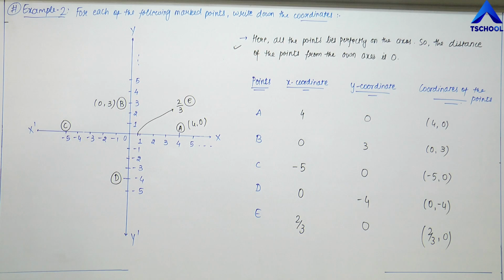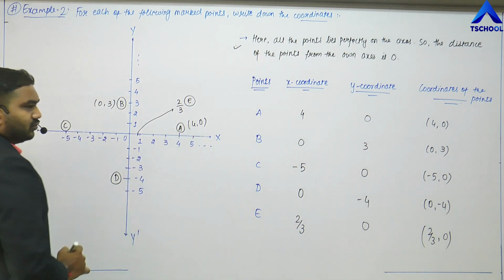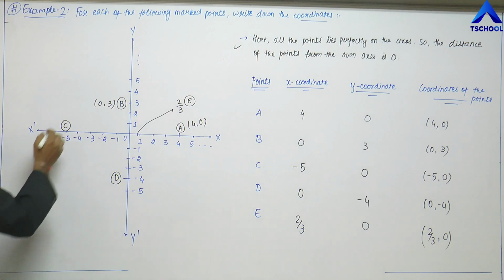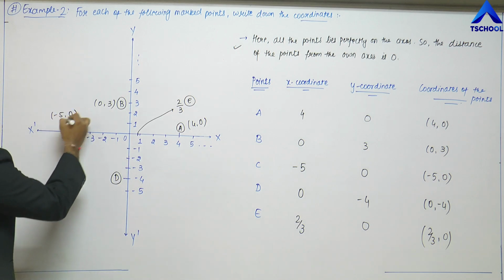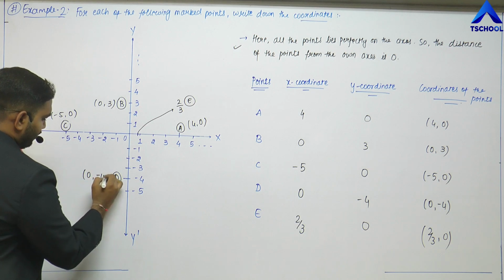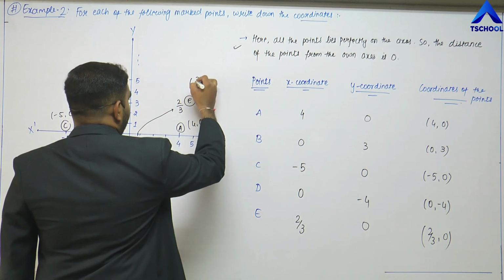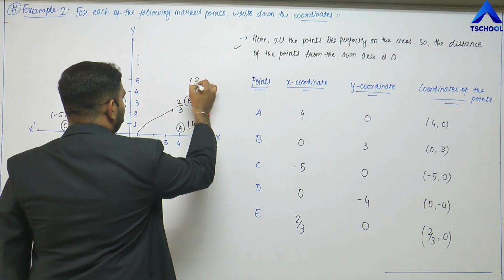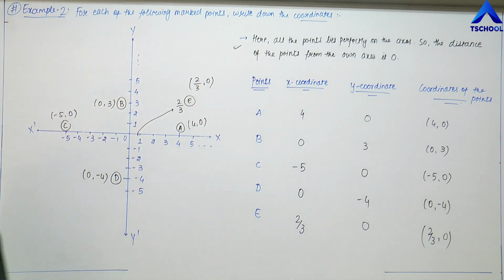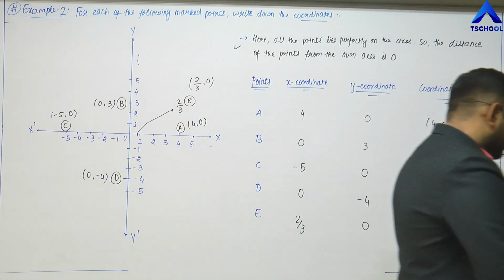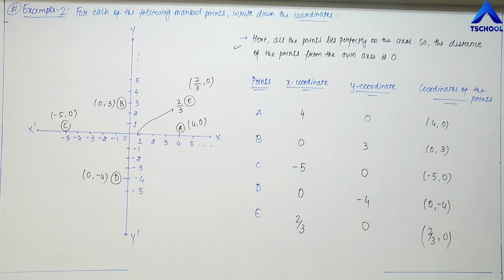So we got the coordinates of every point here that is lying on the axis. Note that point A is 4 comma 0, point B is 0 comma 3, point C is -5 comma 0, point D is 0 comma -4, and point E is 2/3 comma 0, right? Is this thing clear, friends? So coming to the conclusion again, as we discussed in the previous example, any point in the first quadrant has both its coordinates positive and so on.